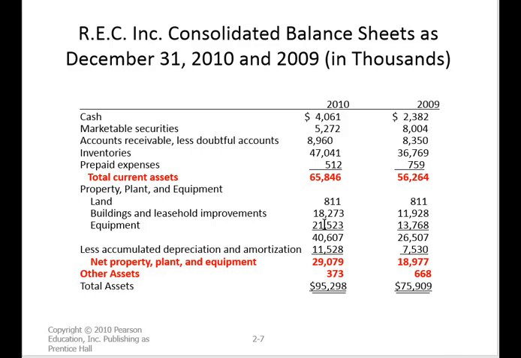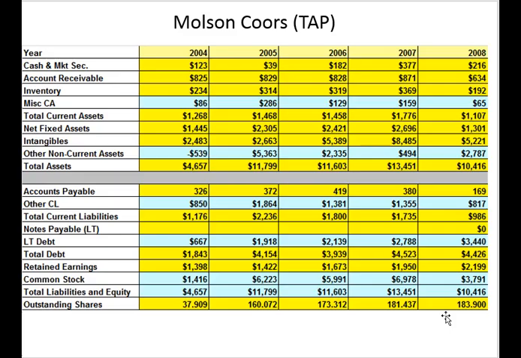You can see here equipment went from 13 to 21, and buildings and leaseholds went from 11 to 18. So we've been buying things. We've been purchasing large, long-term lived assets. So this company apparently is growing. We're expanding our asset base.